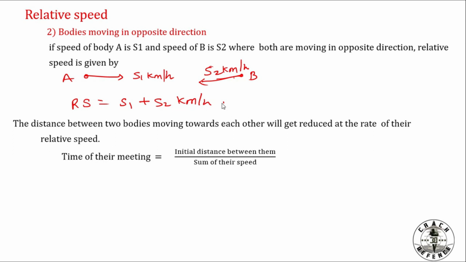Now if we want to find the time of their meeting, it is a very simple formula: the initial distance between them divided by the sum of their speeds. So if we take s as the initial distance between them, you just add s1 plus s2 here, and you'll get the final meeting time. Now let's take a simple example.